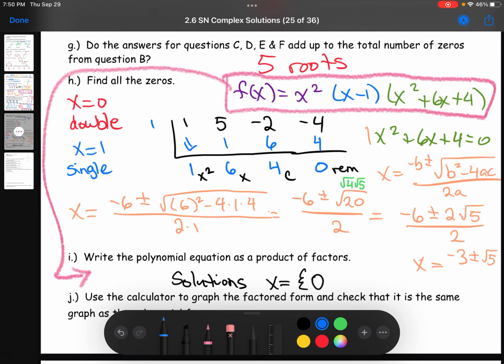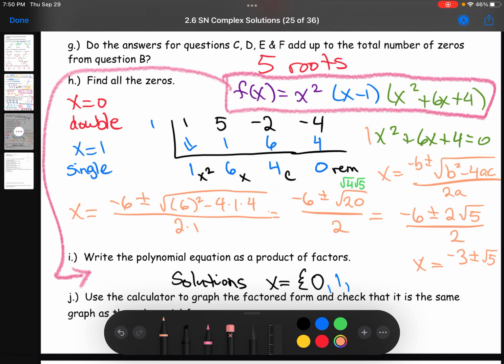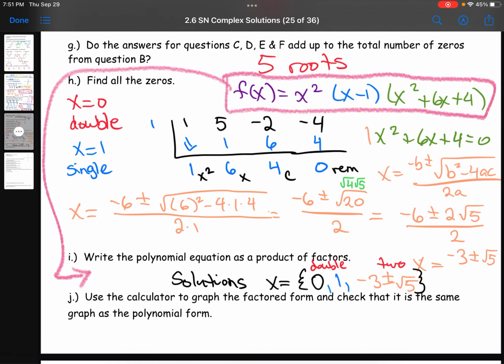Now, all of those solutions: x equals, we had a double root at 0. We had a single solution at 1. And we had 2 more that were not nice numbers, negative 3 plus and minus square root 5. These are your 5 solutions. That 0 was a double, and that plus or minus is 2 solutions. So there are 5 solutions here.